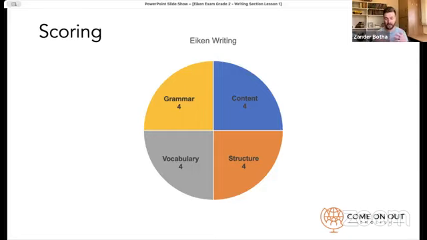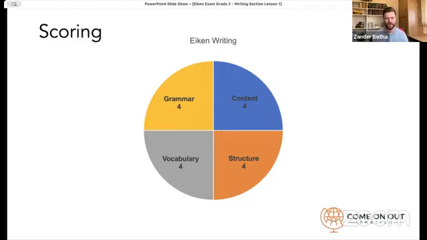And so in our course, we also teach people how to make sure that you include or use all of these different parts in your essay. The first part is grammar. So they will look at your grammar, making sure you use the right tenses, sentence structures, things like that. And they will give you a total of 4 points for grammar. So if you make some mistakes, maybe you will get a 2 out of 4 or even a 3 out of 4 for grammar.